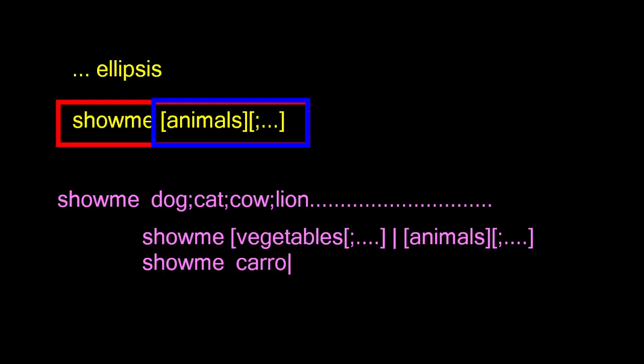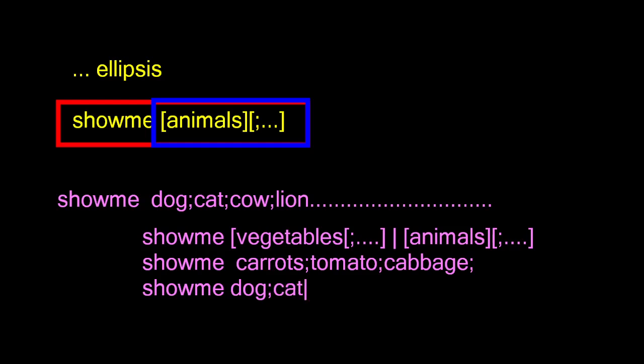I type here carrots, tomato, cabbage, cucumber, etc. That's the command. And then another, you can type show me animals: dog, cat, lions, and because of the ellipses, you can repeat the whole parameter. Understand? I hope you understand. You can repeat the whole parameter.